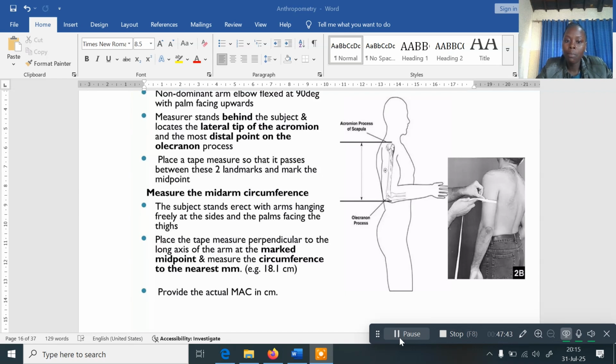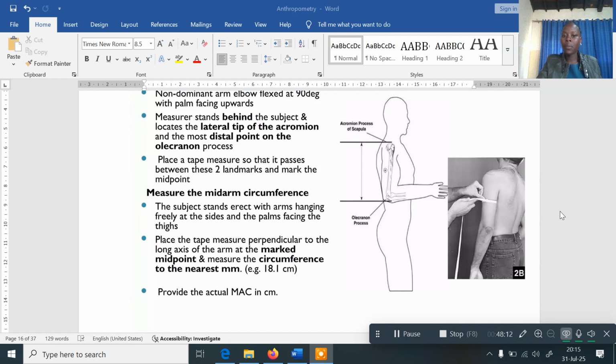So from there, you place your tape measure perpendicular to the long axis of the arm at that marked midpoint, the point you first marked. And then you measure the arm circumference to the nearest millimeters or to the nearest centimeters. Lastly, provide the actual mark in centimeters. So that is how we take it.